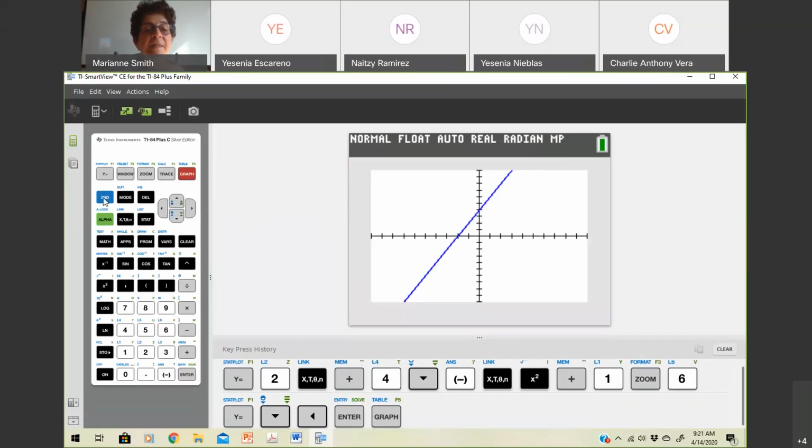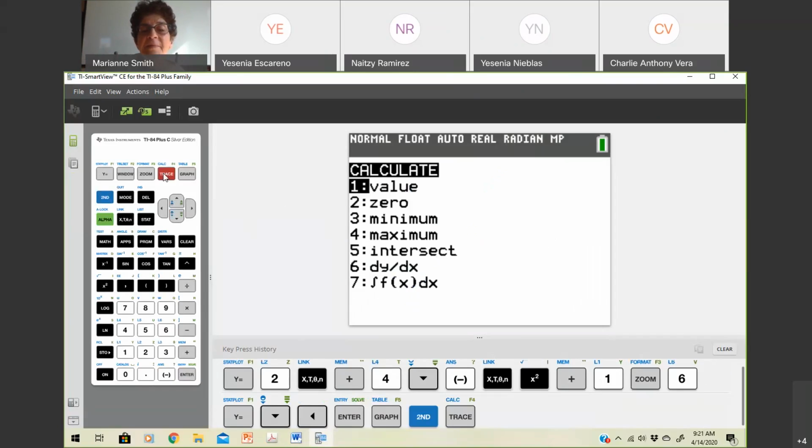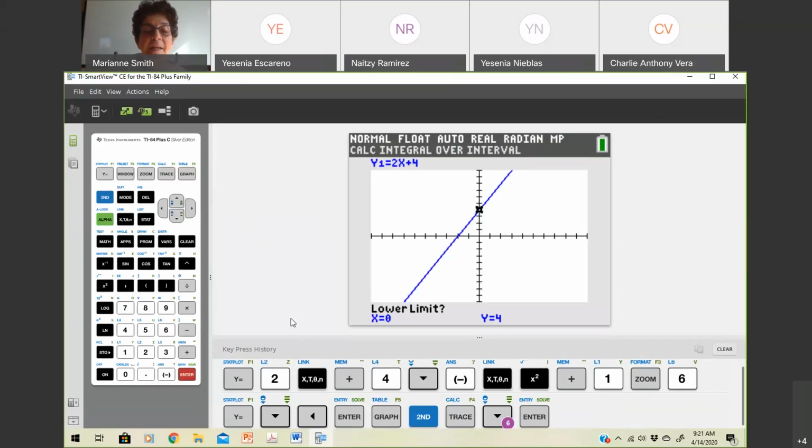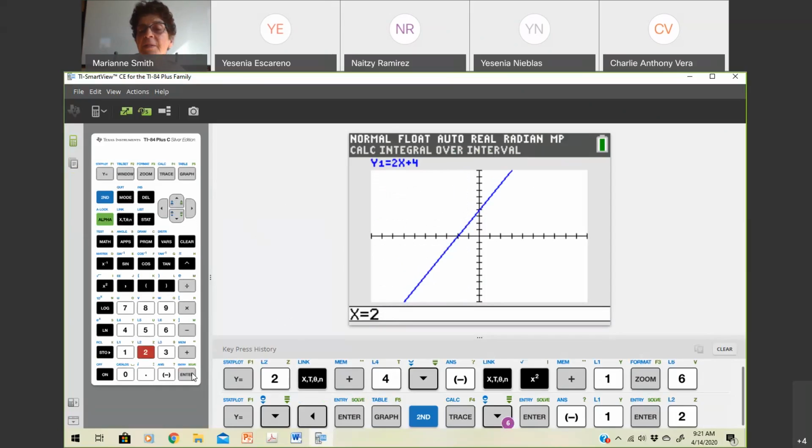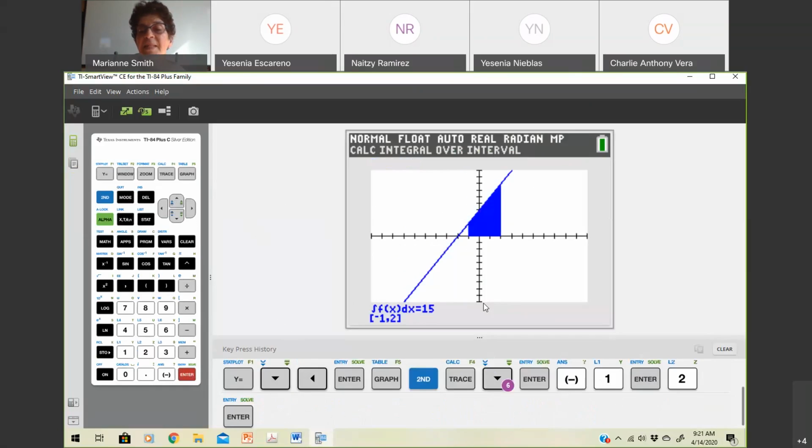I'm going to use second, trace, and then integral, which is number 7 down here. I'm going to use the same bounds that were on my integral, so from -1 on my lower bound to +2 on my upper bound. And it tells me that total area is 15. That's kind of interesting.